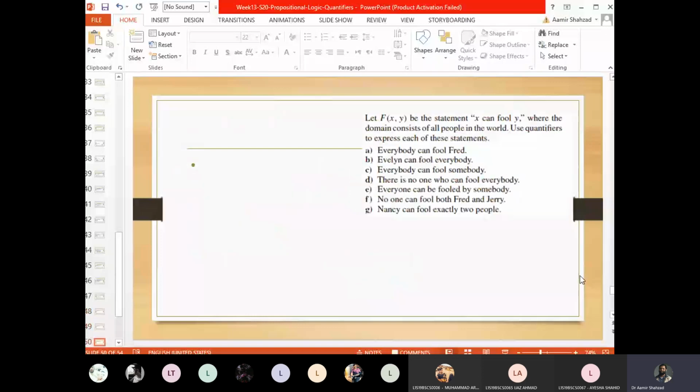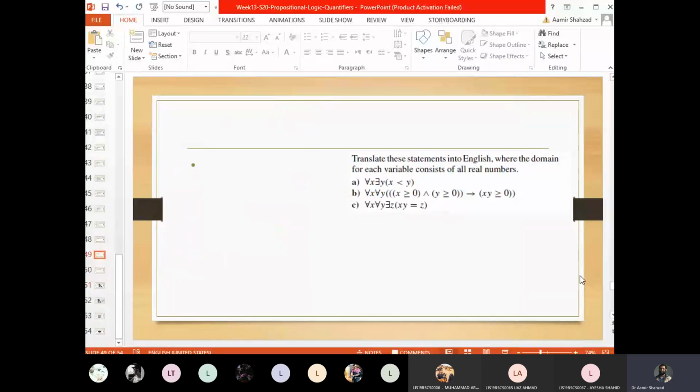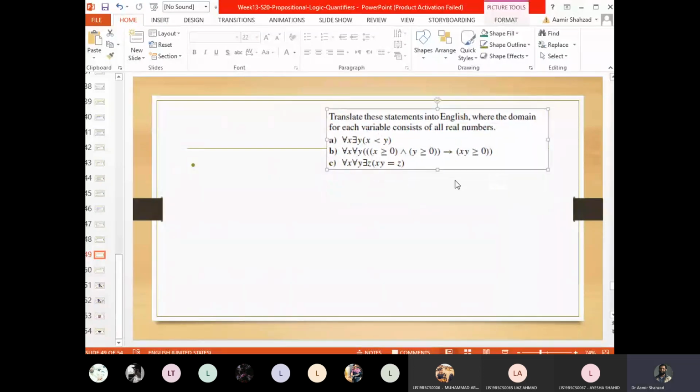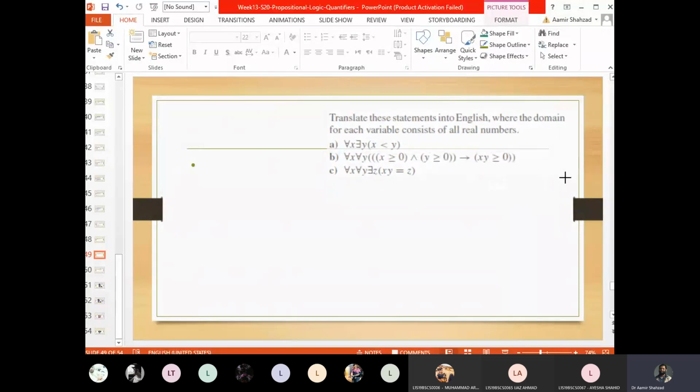Okay, we can maybe do a couple of more exercises and then we can conclude our lecture. So we are given some mathematical statements. We need to write down these statements in English. So first statement is: for all x, there is a y such that x is less than y.